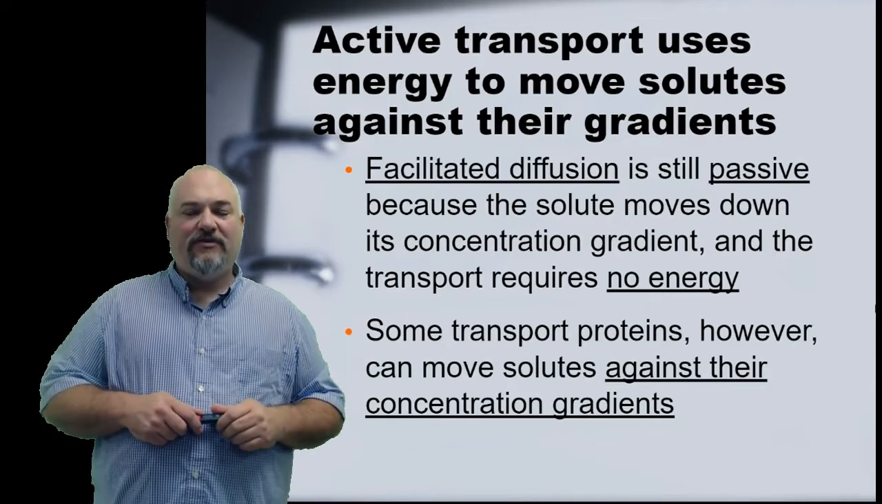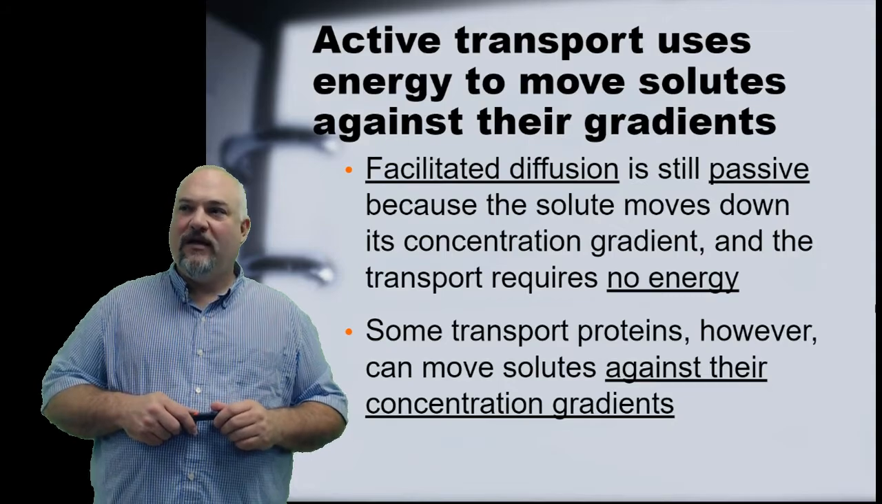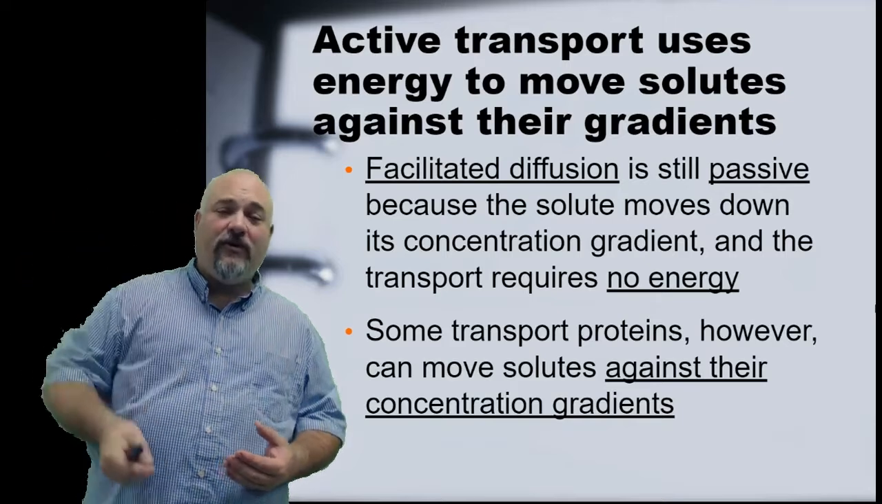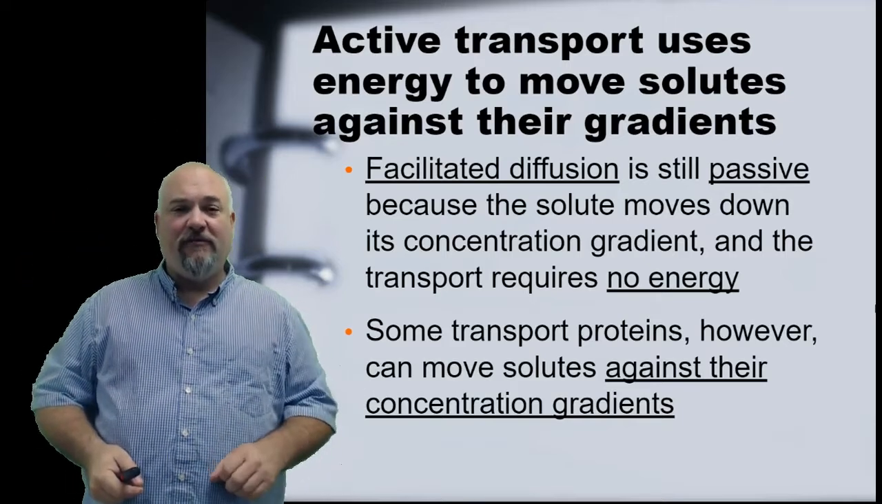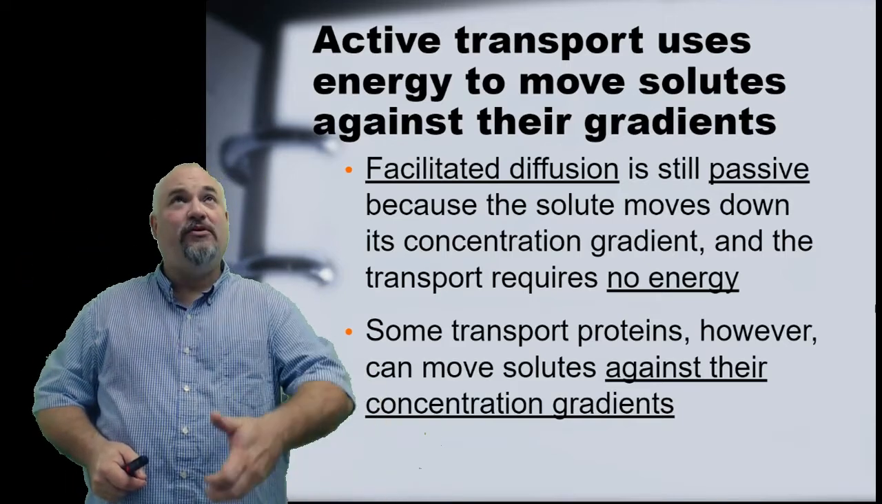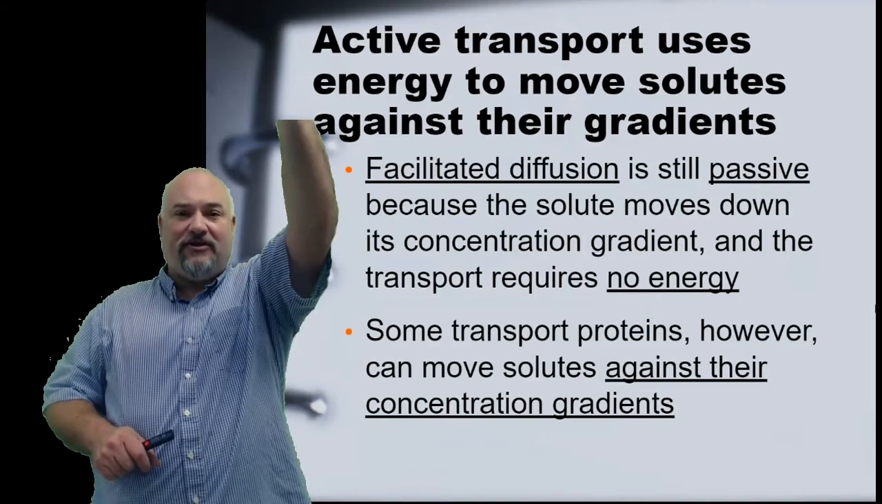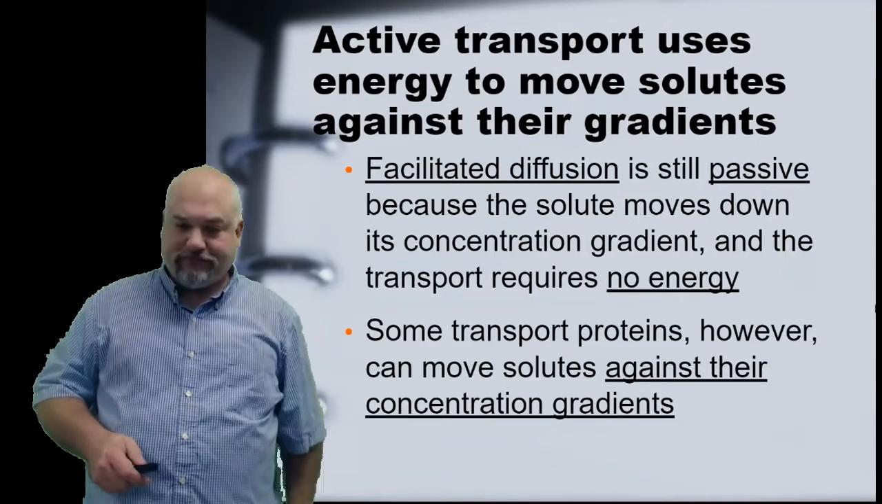Okay, think like a water tower. We got water towers in town, right? Water wants to flow downhill, but what we do to get water to the top of those water towers is we turn on an electric pump. It pumps the water out of the ground and pushes it up to the top of the water tower. Uses energy to get it to go against its gradient, gets it to go high.